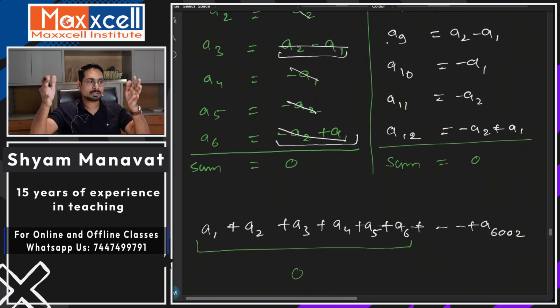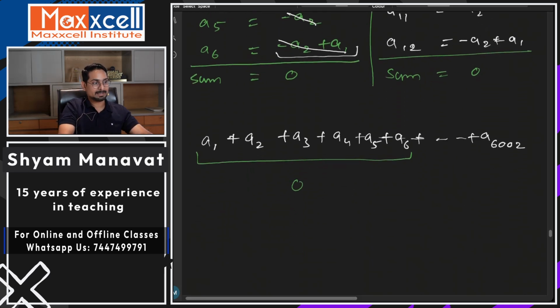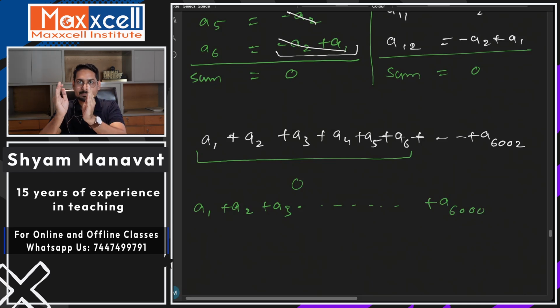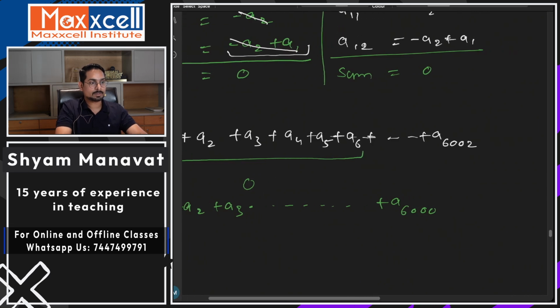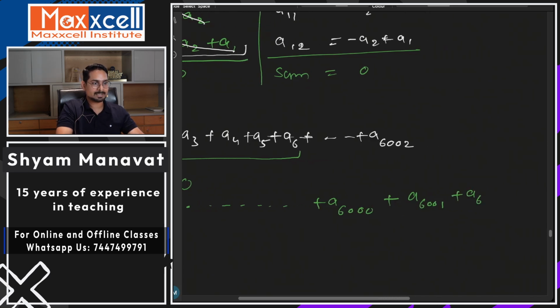The bunch of 1 to 6, then 7th term to 12th term, then 13th term to 18th term. You are getting all 0, 0, 0 there, right? That means, can I say, if I look at from A1, A2, A3 till A6000, you will get all bunch of 6 terms, 6 terms, 6 terms, because 6000 is a multiple of 6. Do you agree with that? And what will you be left with? A6001 plus A6002. Yeah, if I write it like this.